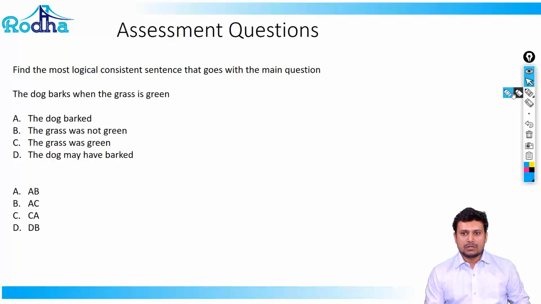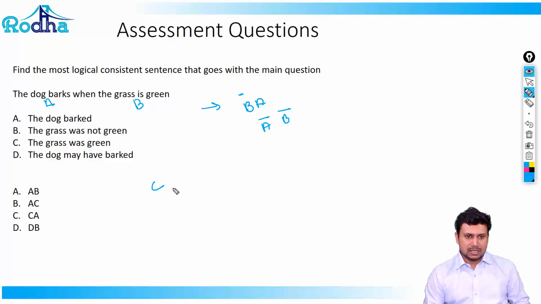Now the next question also is one of the connector types. It says the dog barks when the grass is green. A when B. Again, we'll apply the same logic. It has to be either BA or A bar B bar. Grass is green, so is C. I'm applying the first one. A means the dog barked. A, the dog barked, so it is CA. Do you have a CA option? Yes, it is there. Let's also check the A bar B bar.